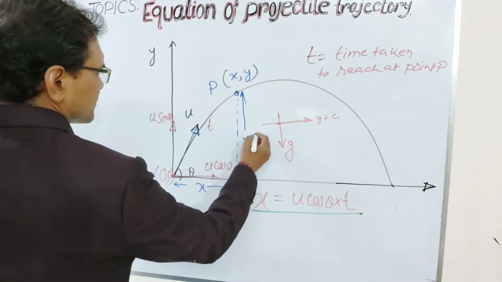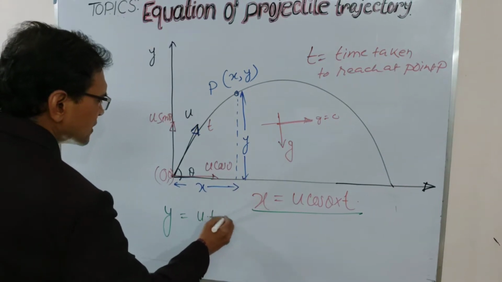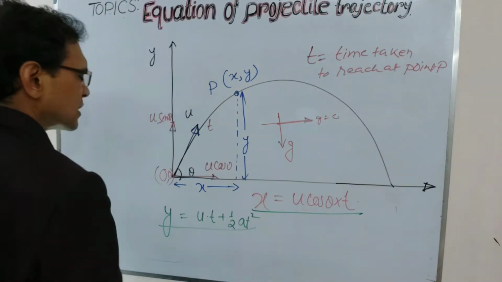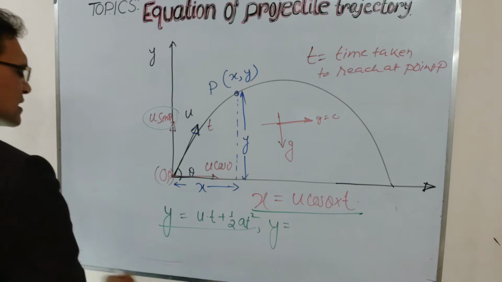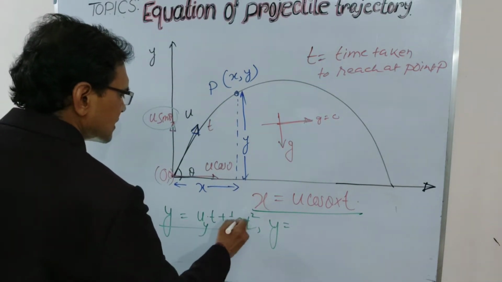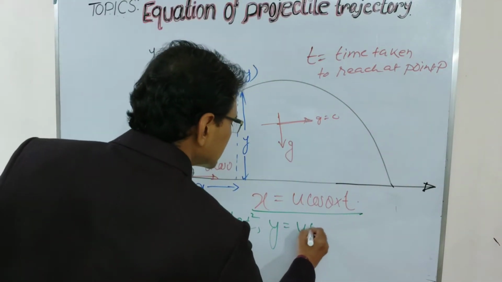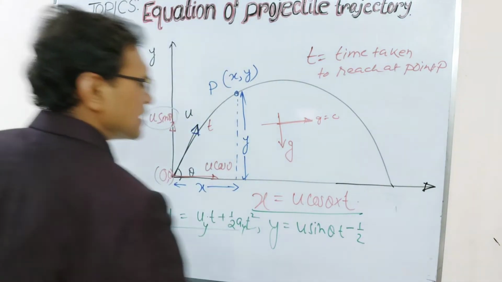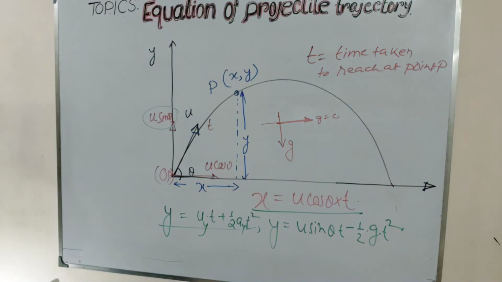And y is along the vertical direction, so we use this formula: y equal to u_y t minus half a_y t square, where u_y equals u sin theta and a_y is g. So y equals u sin theta t minus half g t square. These are the two equations.